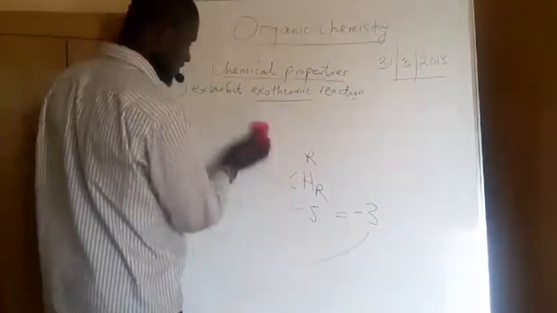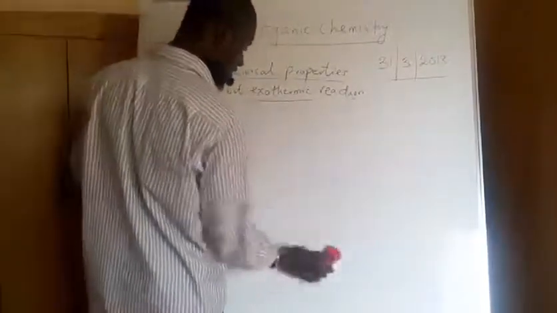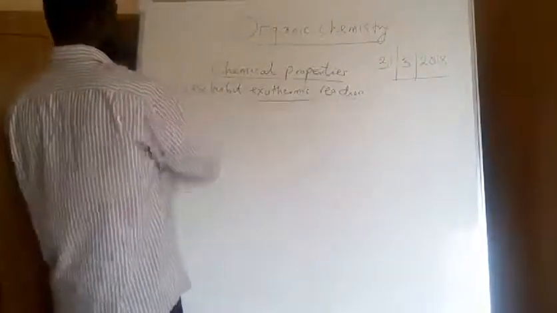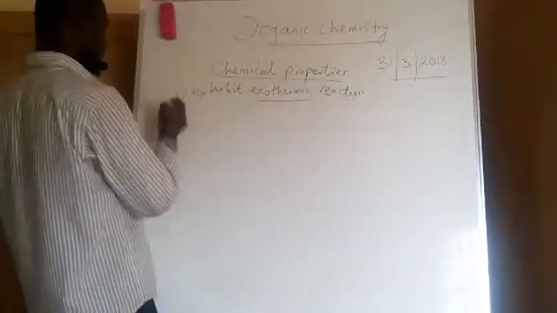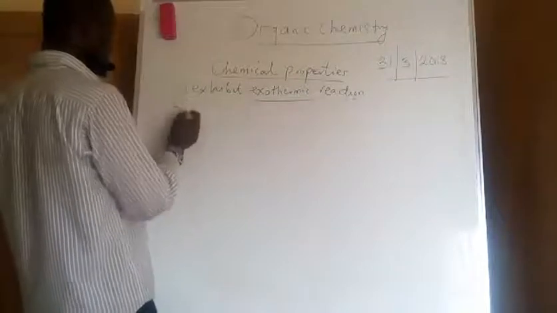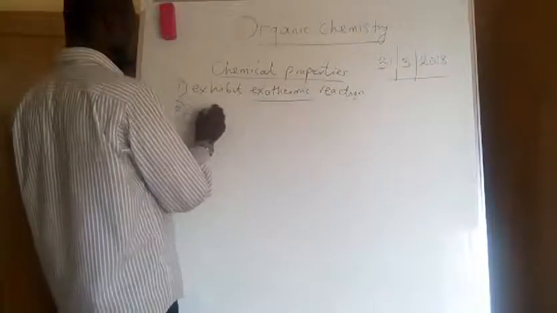So all alkanes exhibit exothermic reaction. They give out heat in their reaction. Another chemical property of alkanes is they undergo substitution reaction.